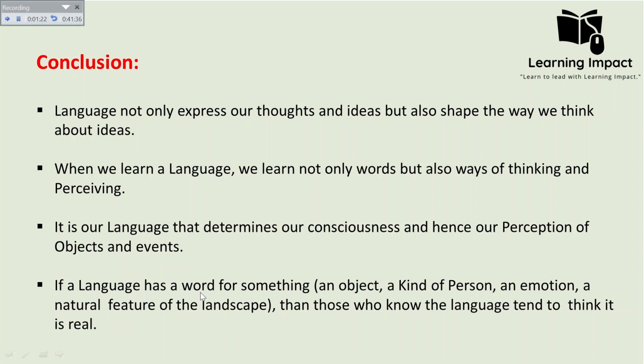Okay, so in order to think of a particular event or item, whether it's a feeling, an emotion, a kind of person, an object, or a natural feature of the landscape, in order to think of it as real, you must have a word for it. This is the summary or conclusion which I have drawn for the Sapir hypothesis.